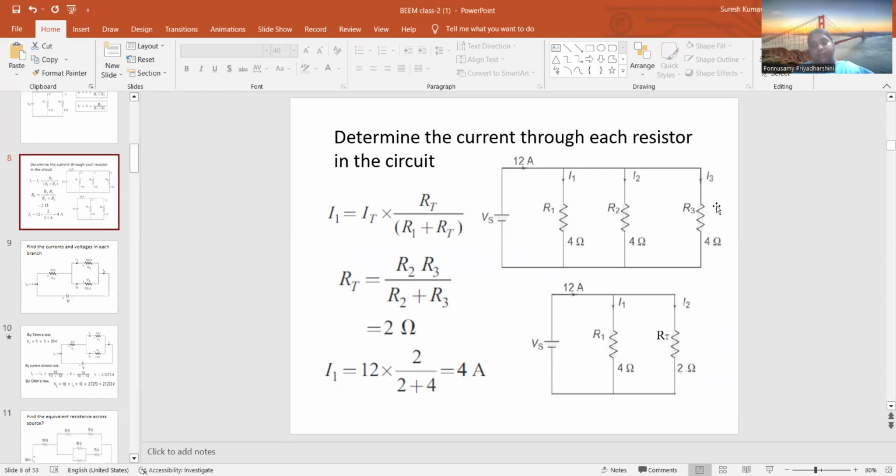But in the opposite, I am having two resistors. They are connected in parallel. So first, I have to find out the R equivalent of these two, and I have to substitute that. So what is the R equivalent of 4 ohms and 4 ohms? The total is going to be 2 ohms. Then I have to substitute 2 by 2 plus 4. Answer is 4 amps. So I1, what is the current flowing through? That is I1 is 4 amps.